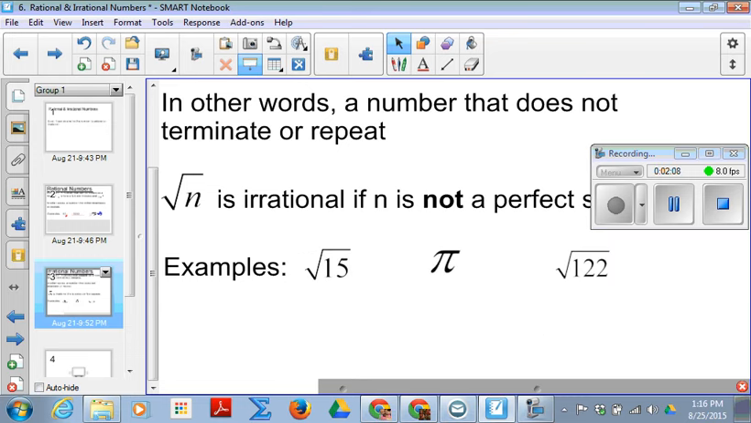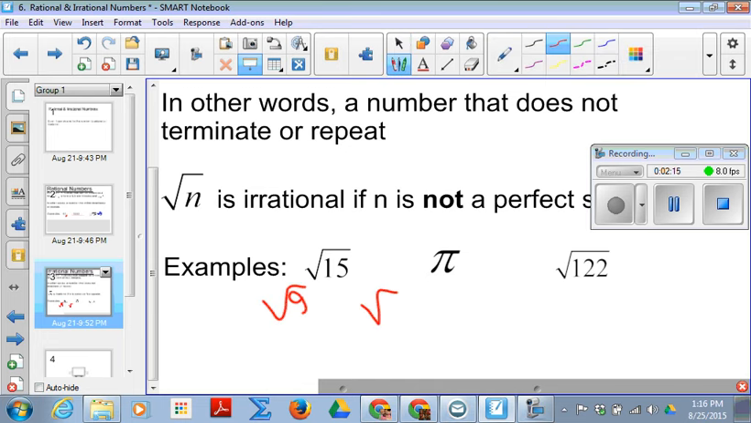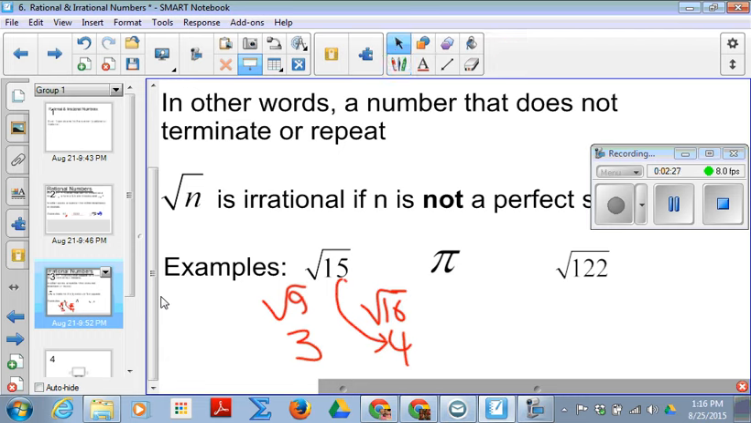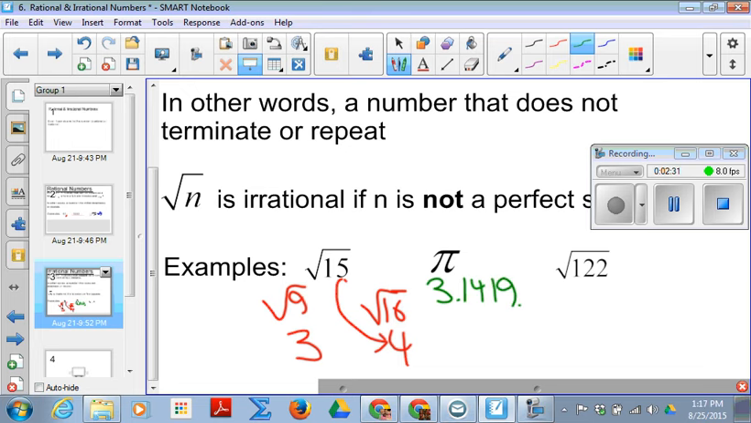Okay, square root of 15. Now we know that is going to be somewhere between square root of 9 and square root of 16, right? So it's going to be somewhere between 3 and 4, probably closer to 4. But it will be a decimal that just goes on and on and on. We know pi is irrational. You know, it's 3.14159, et cetera, et cetera. I'm sure many of you know more numbers than that. But you know it goes on forever.